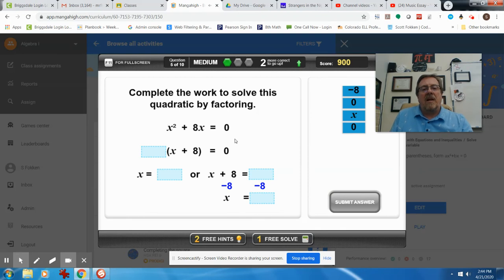X squared plus 8x equals 0. What do these two have in common? Say x. Yes, they have x in common, so we're going to factor this x out. Put that there. Set each factor equal to 0, so x is going to be equal to 0. X plus 8 has got to be equal to 0. How do we get x by itself? Well, we have to subtract an 8 to get rid of this 8, right? Well, you do one side, you got to do the other. So x equals negative 8. So we got two answers, x equals negative 8 and x equals 0.